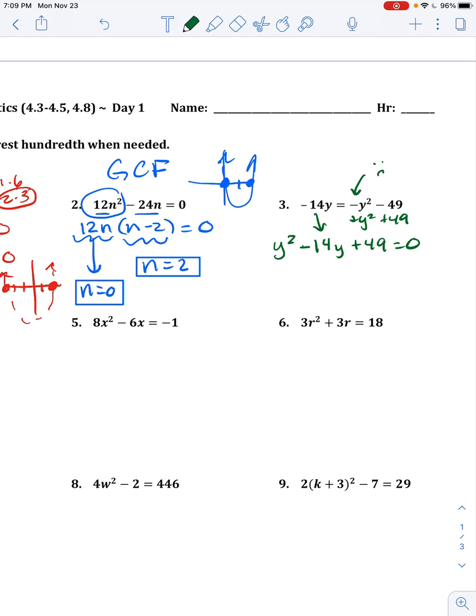Then when I go to split it up, I'm looking for ways to make 49, which there's not a lot. I can do 1 times 49 or 7 times 7. So considering that they have to add up to be 14, I'm going to go with 7 and 7. Considering that I would need a negative 14, I would want them both to be negative, because combining a negative 7 and a negative 7 more will land me at that negative 14.